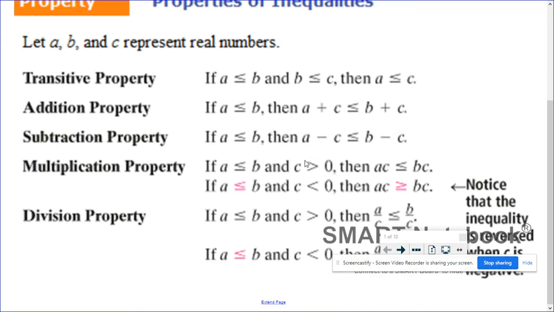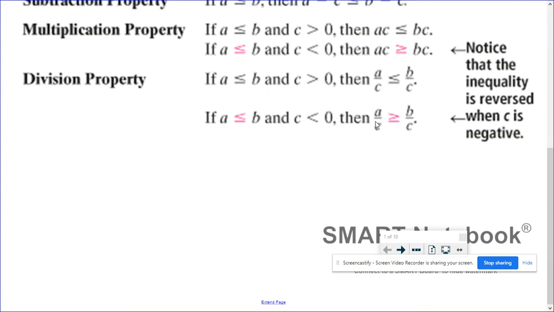So when you multiply something on both sides and it's more than zero, so positive, then the inequality stays the same. If you multiply something that's less than zero, so negative on both sides, notice how the inequality symbol flips. Then the same thing happens with division. If you divide something that's positive, the inequality symbol stays the same. If you divide something that's negative, the inequality symbol flips.